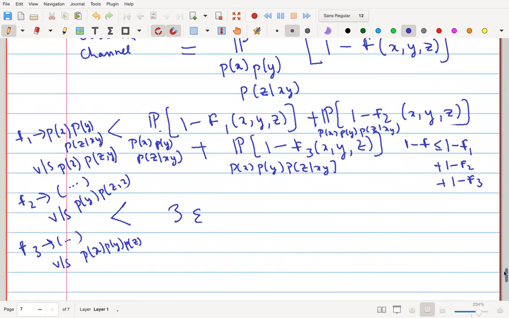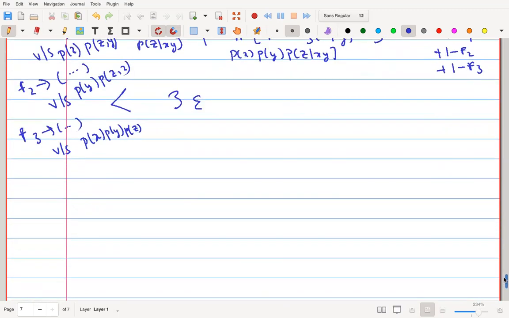So the type 1 error is no longer epsilon. That would happen for the point-to-point case, but it's 3 epsilon. It's not so bad. Let us look at the type 2 errors.